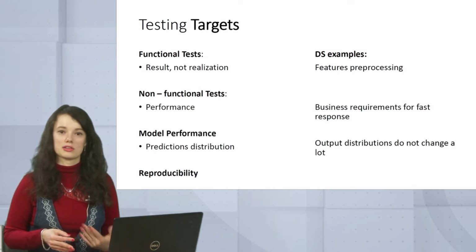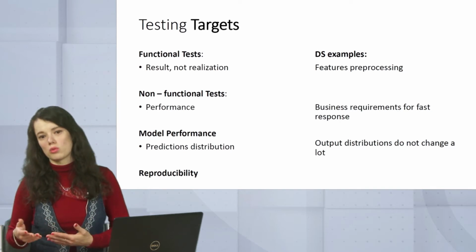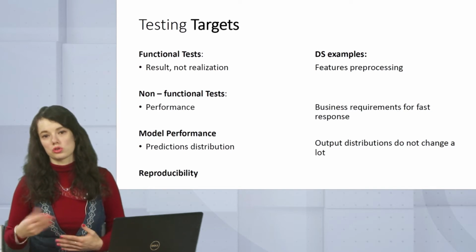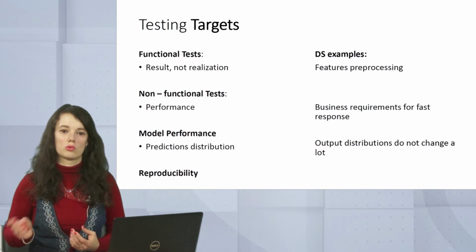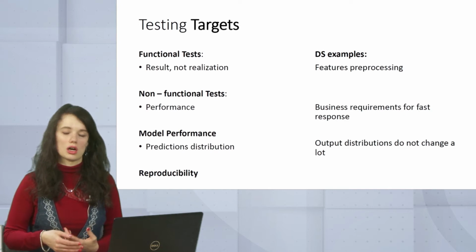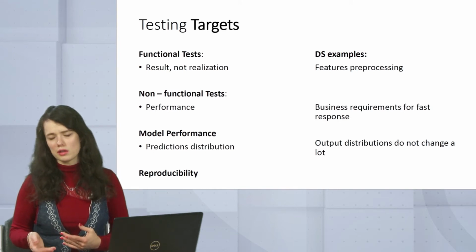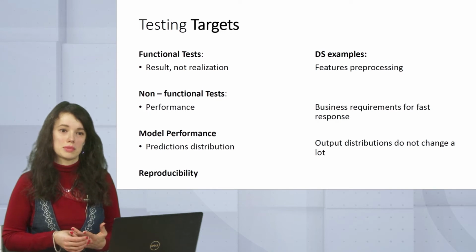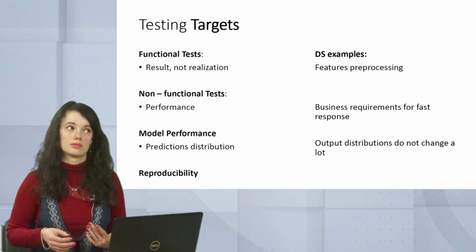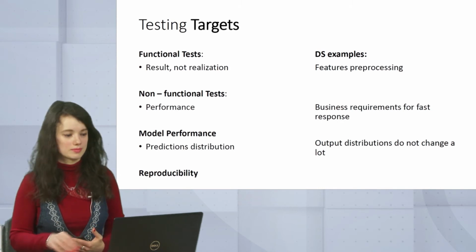Other testing target is model performance. When you're retraining your model, the distributions of your scores may differ a lot if something works not well in the features, and you may test it as well. And the last one is reproducibility. This more refers to integration testing, but you can check it by, for example, running your Jupyter notebooks.